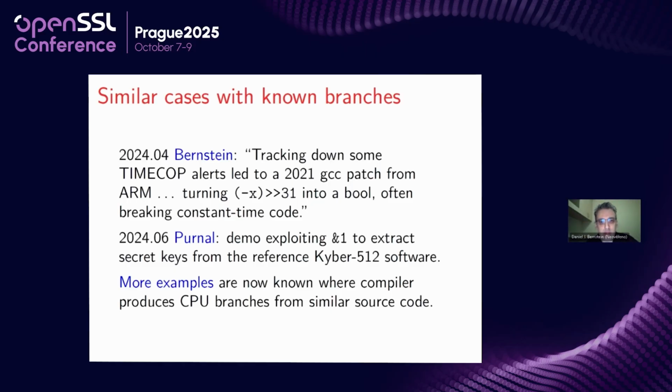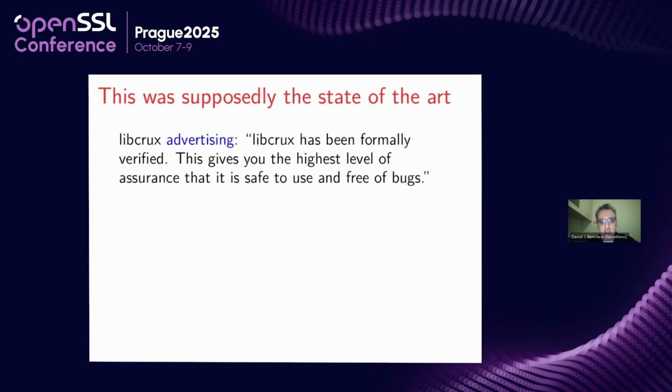So that's worrisome. The reason that I've taken the example from the previous slide, which is not an example where we know it's exploitable, but an example from libcrux, is that the advertising for libcrux says this library gives you the highest level of assurance that it's safe to use and free of bugs. And nevertheless, we see in this code this AND 1 being deployed in OpenSSH. So this is kind of scary.